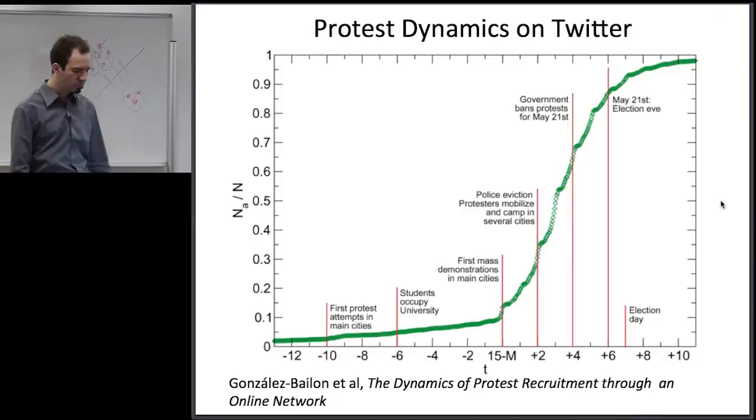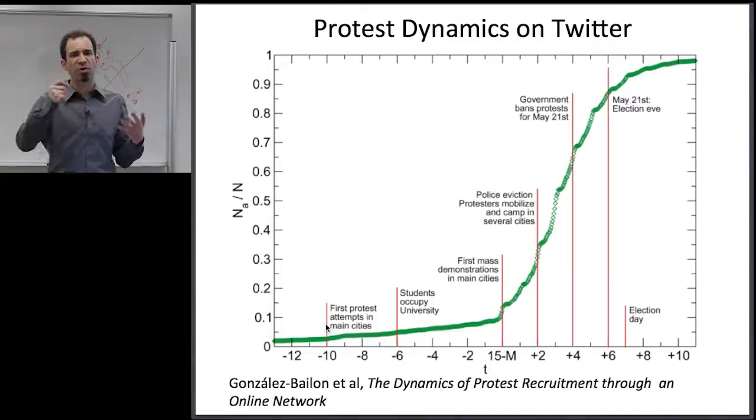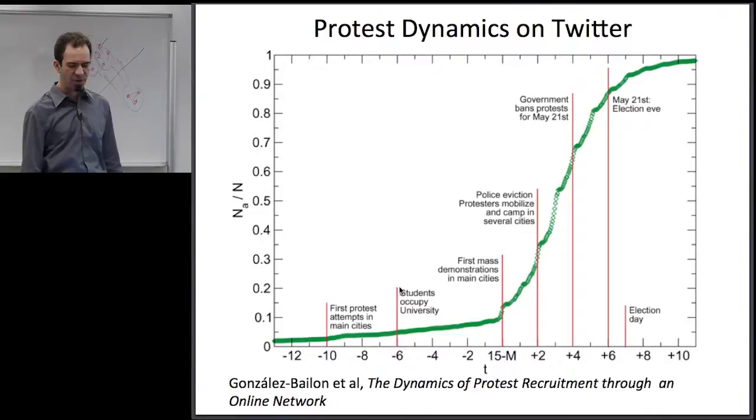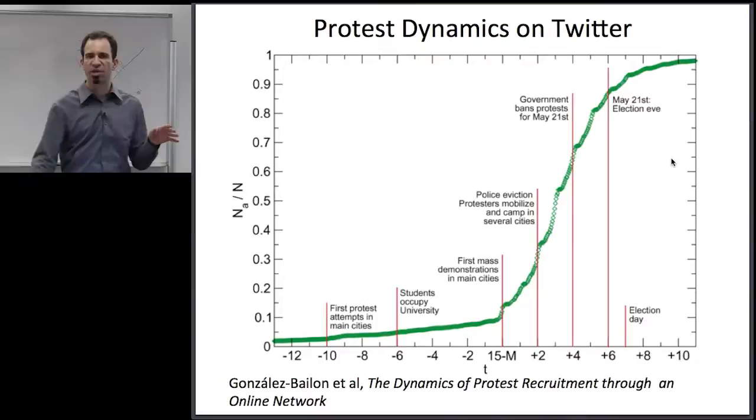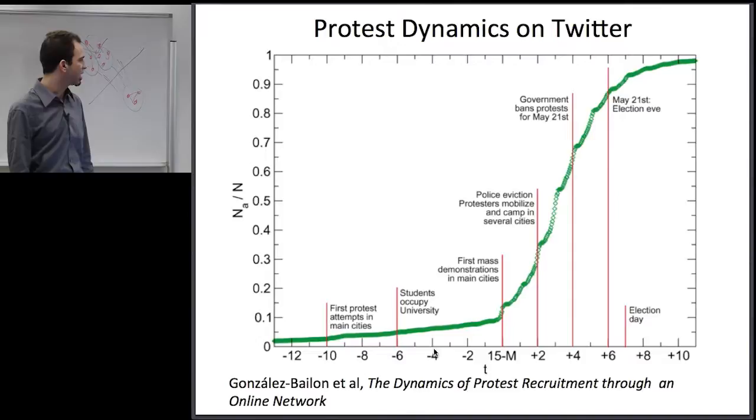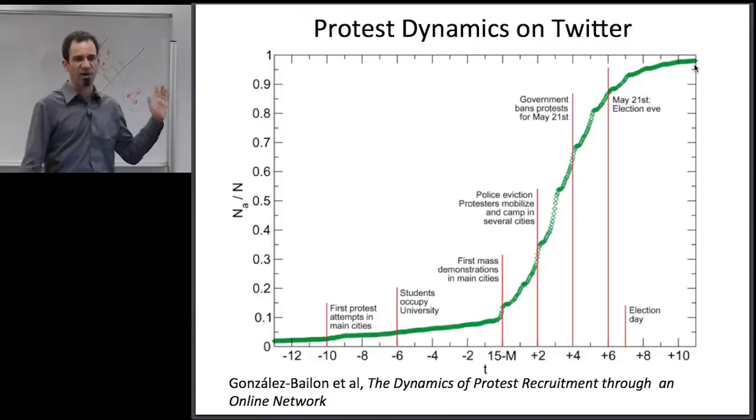This is a cumulative graph. What they did is they recorded everybody who ever tweeted with a particular hashtag. And this is how many of the people who ever tweeted with that hashtag had done it by this time. And so what they said is this showed protest recruitment. Now, it doesn't quite show protest recruitment because maybe someone tweets really early and then they never tweet again. But if you assume that once they start tweeting, they keep tweeting, that's kind of the assumption here. And you can see it lines up with various events. The first mass demonstration, and then it really takes off, and then the police start fighting back, and it goes up and up and up. But then, of course, after the election, there's really nothing more to do, and it trails off. But the slope, of course, is how fast people are joining.